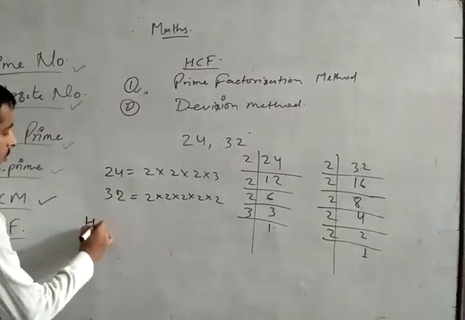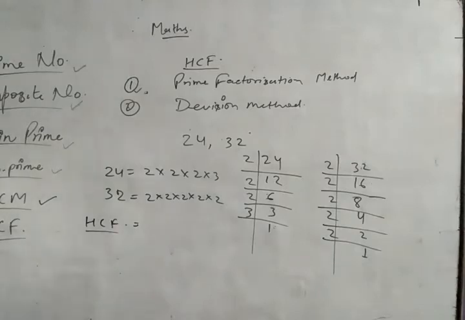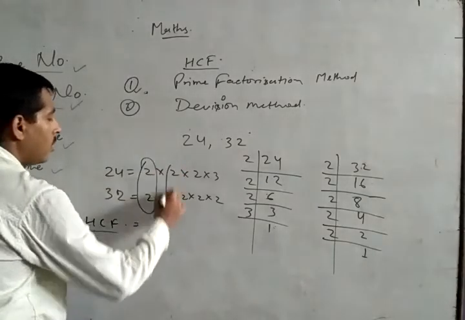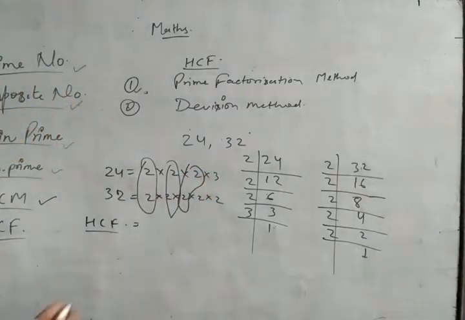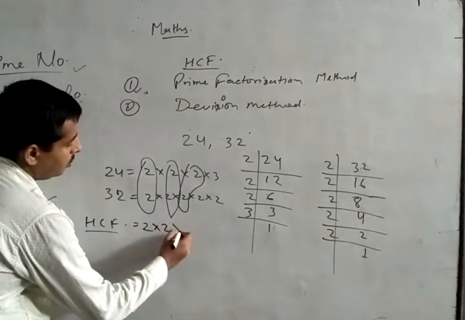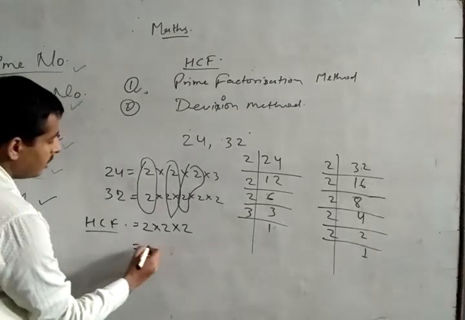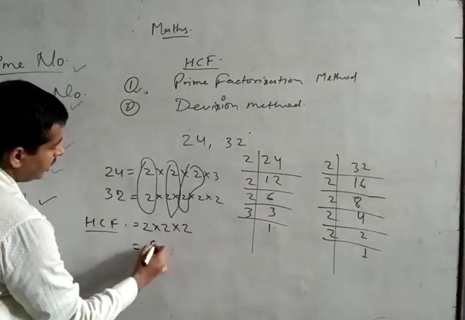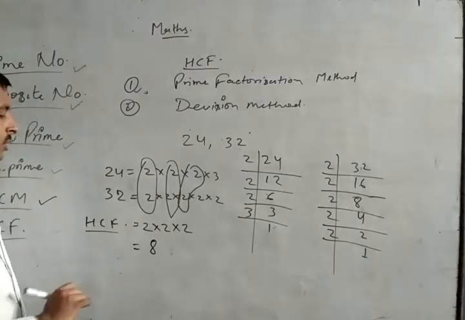Then HCF is equal to the numbers which are common in both the series will be written here. Means 2 into 2 into 2. No other number will be written. Means only the common numbers are written to calculate the HCF. That is equal to 2 into 2 into 2 equals 8. Means HCF of 24 and 32 is equal to 8.